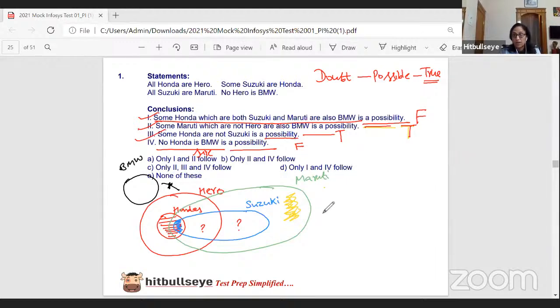Which option to mark? Only second and third conclusions are true. None of the options mention that. So the right answer is option E. That's what I was saying. Some of you were giving the correct option, but your reasoning was not correct, about which conclusion is true and which conclusion is false. Is it now clear, everyone?